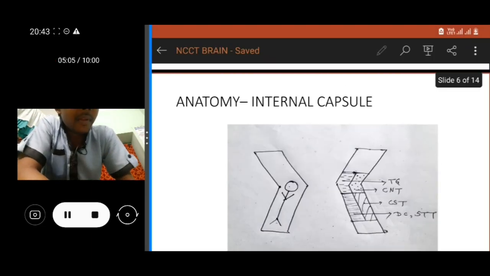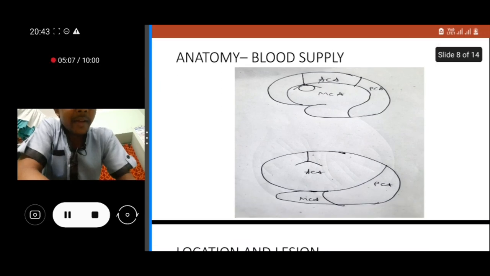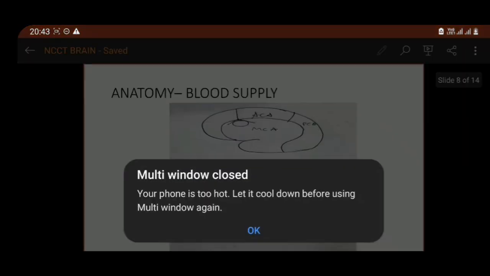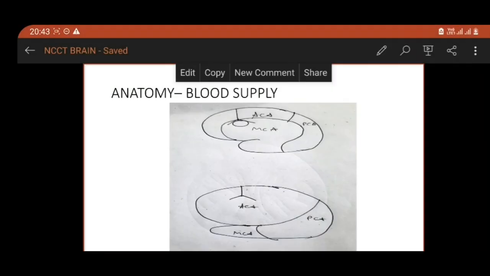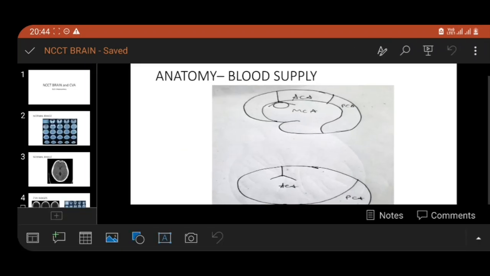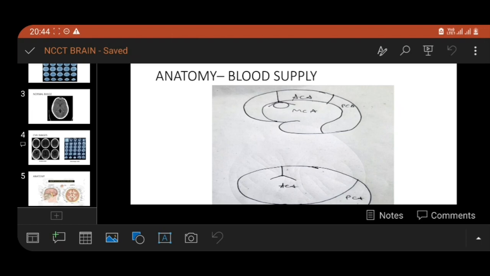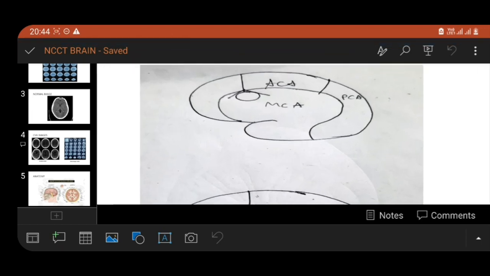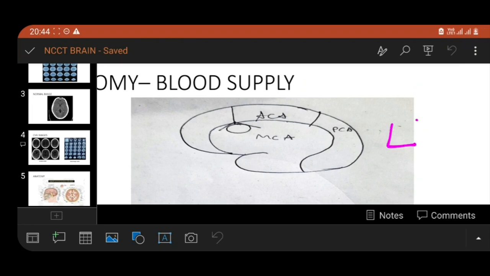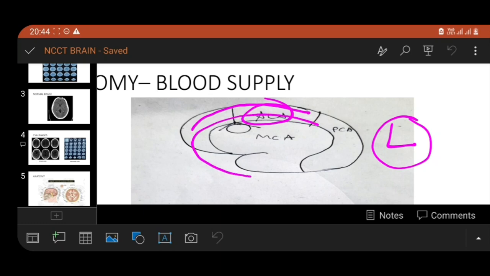Okay, now next slide. This is the anatomy or blood supply in this area. See what happens, mainly the area is supplied by... This is the lateral view. In there, this area is supplied by anterior cerebral artery. This area is supplied by middle cerebral artery, and this area is supplied by posterior cerebral artery.